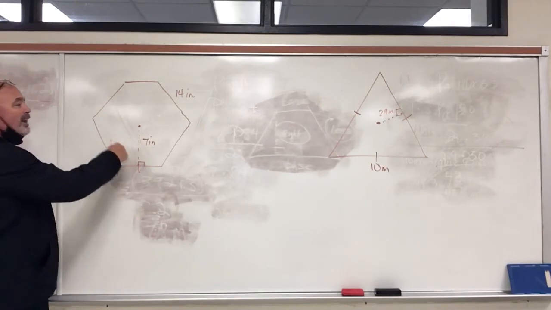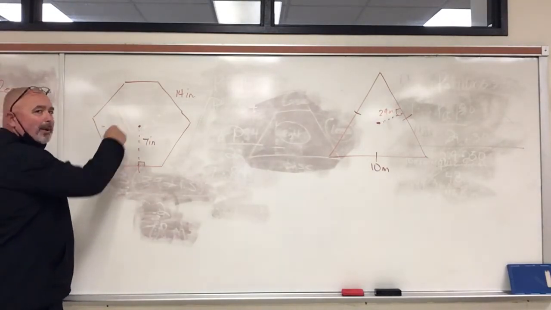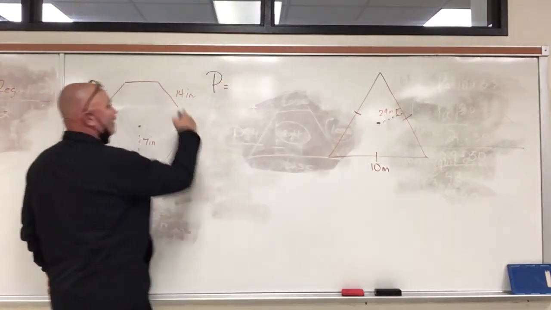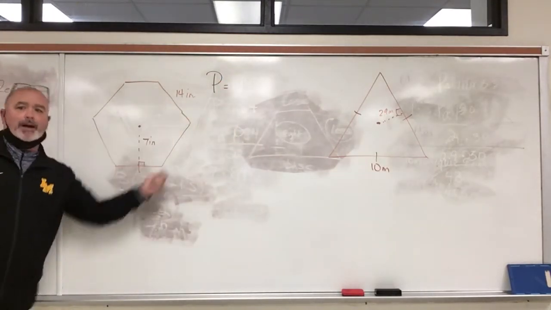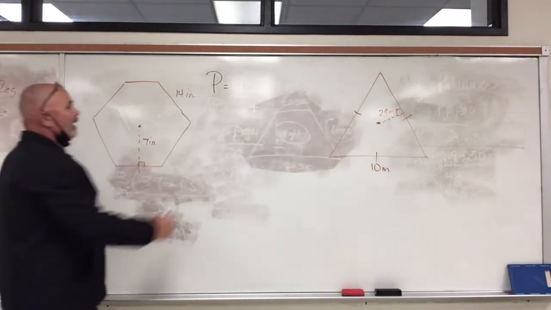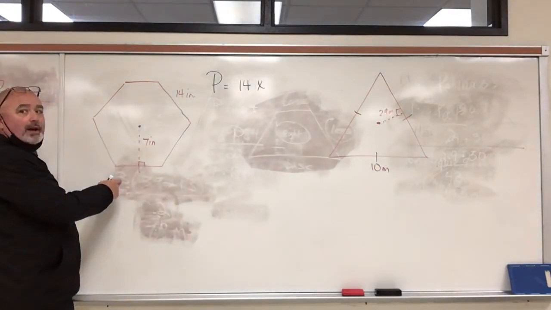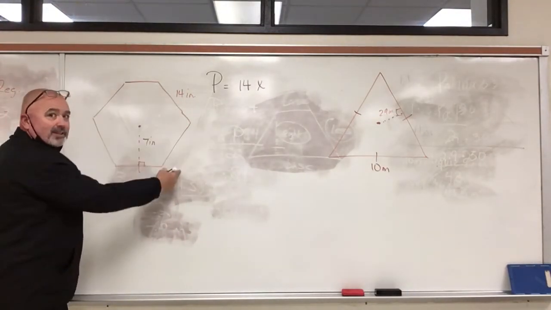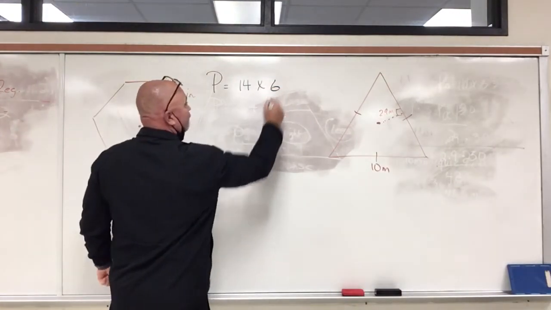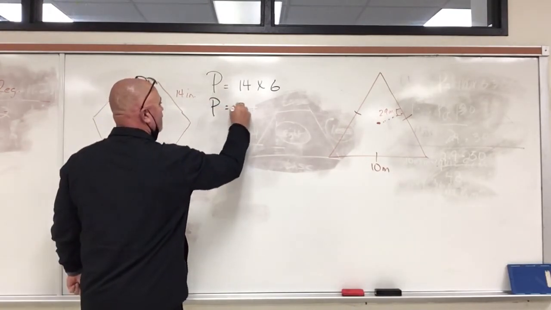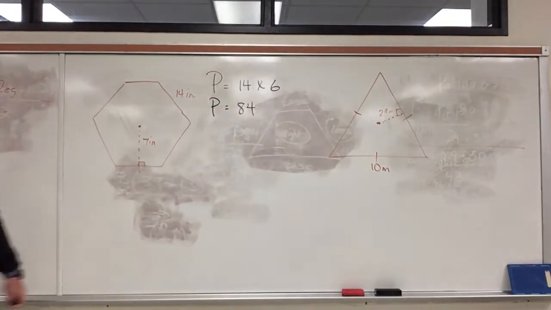First thing I need to find is the perimeter of this polygon. So to find the perimeter, I'm going to take this side and multiply it by how many sides we have. I got a side of 14, and how many sides do we have? We got 1, 2, 3, 4, 5, 6 sides, right? So I'm going to take 14 times 6, and I'm going to get the perimeter of this polygon, which is 84. Everybody got that? You did that in your calculator, you see where I got 84.